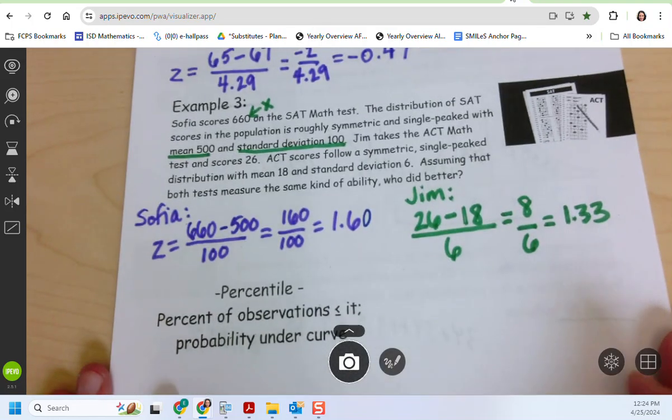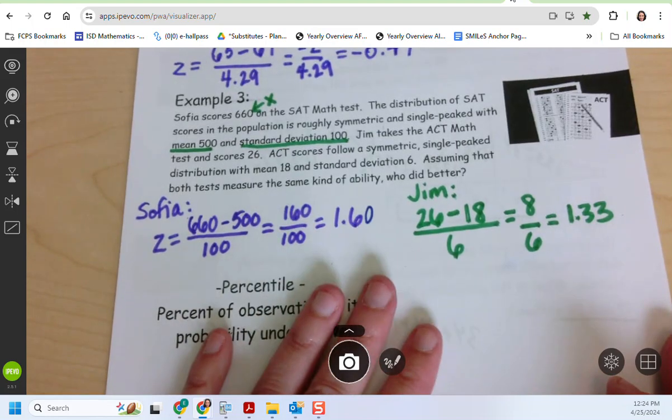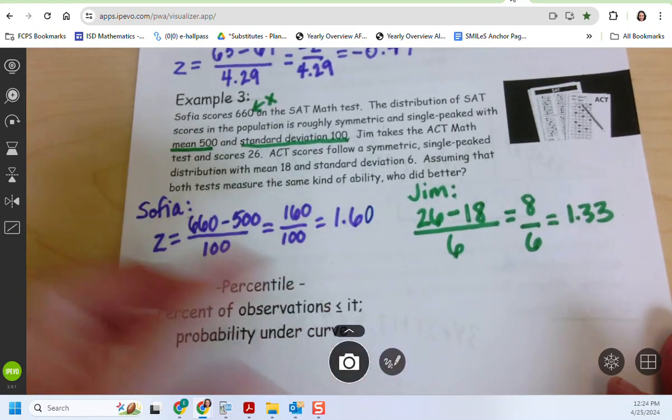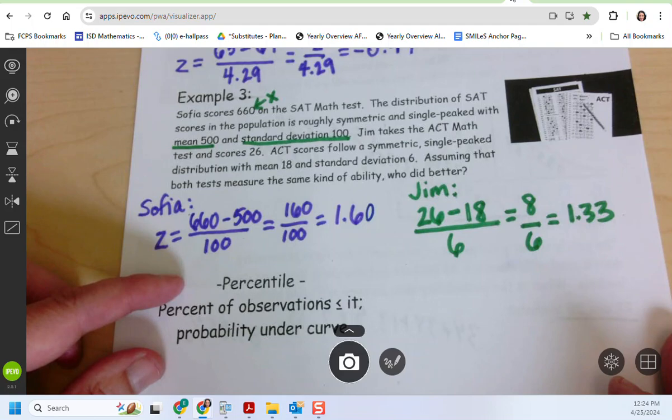Okay, so I'm leaving that there for 30 seconds. If you just got here, please hurry and catch up. And we're going to talk about percentile.